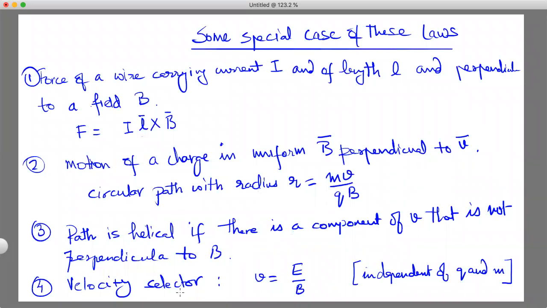Okay, so the use of this, essentially there are two uses of this concept in the book, but for this session we will only cover one, which is the velocity selector, which selects any particle irrespective of mass or charge where the velocity is equal to E by B. Okay, so this is an important relationship to remember for velocity selector, a very simple relationship.